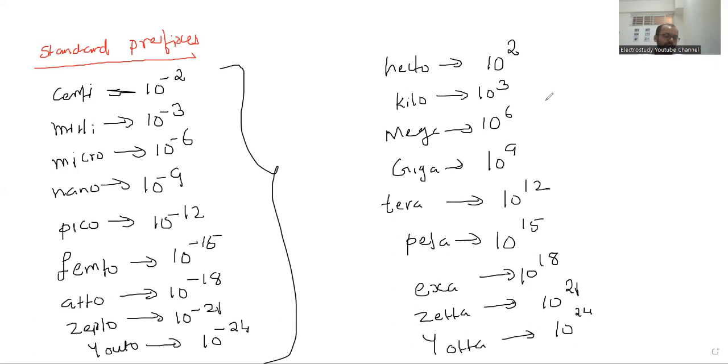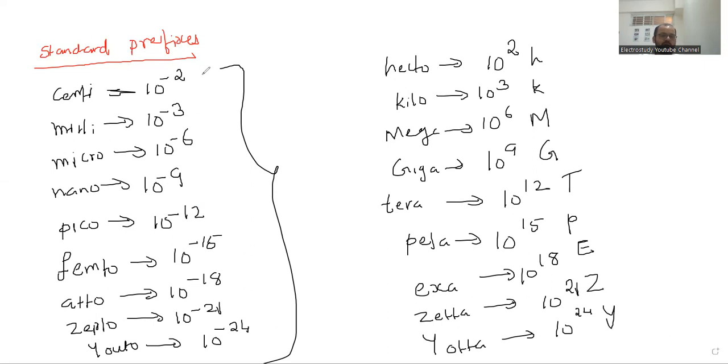For higher orders, we represent them like this: hecto means small letter h. Kilo means small letter k. Mega, capital M. Giga means capital G. Tera means capital T. Peta means capital P. Exa means capital E. Zetta means capital Z. Yotta means capital Y. Like that you can represent.